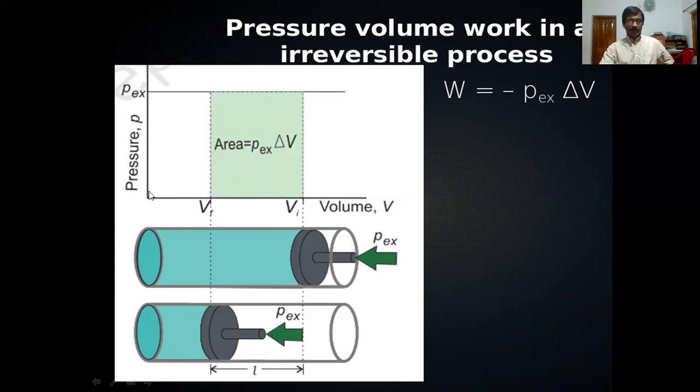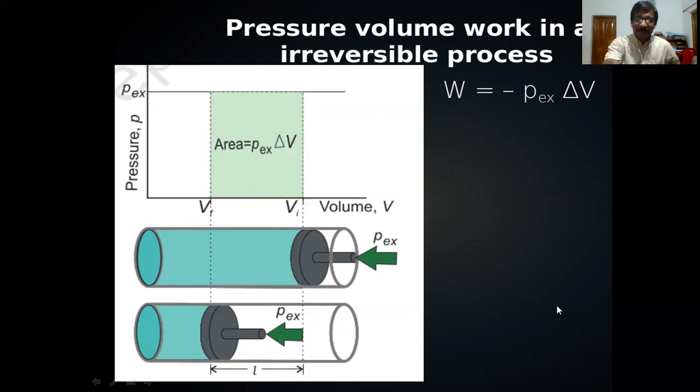If we are starting from 0 here, this is the external pressure. This difference means it is the external pressure into delta V, change in volume. Here it represents compression. It is the initial volume, it is the final volume. Decrease in volume, compression, so P external into delta V. And if it is expansion, W is equal to minus P external into delta V.